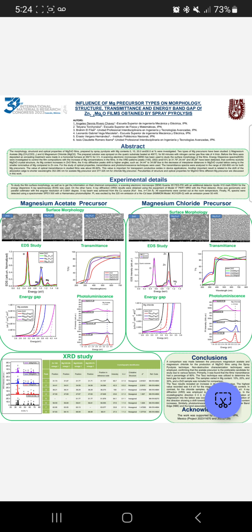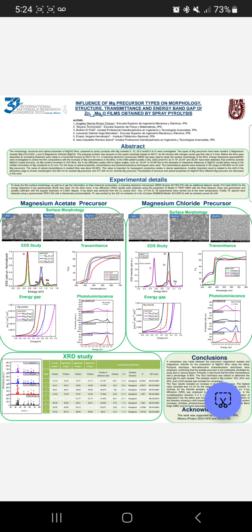Another important result is related to the shift of the absorption edge to shorter wavelengths from 352 to 285 nanometers for the magnesium acetate precursor and 377 to 325 nanometers for the magnesium chloride precursor. Peculiarities of structure and optical properties of magnesium zinc oxide films with different magnesium precursors are discussed in this work.